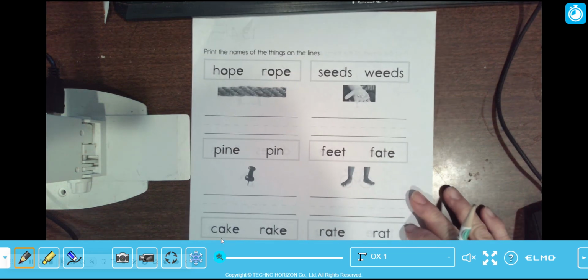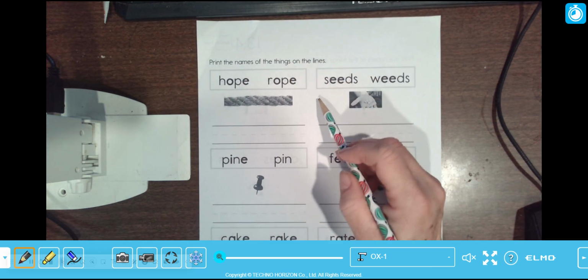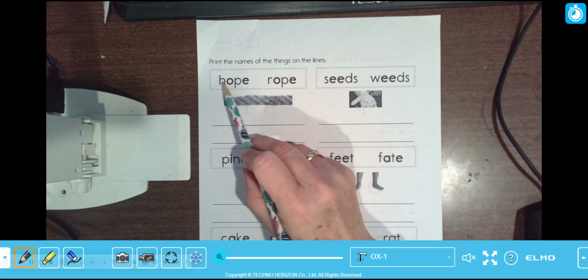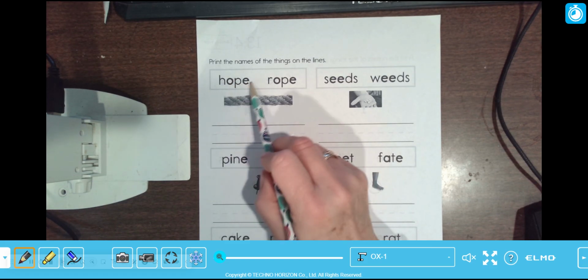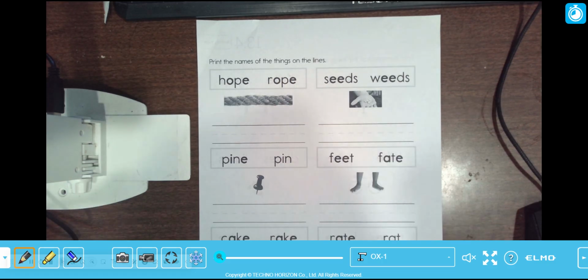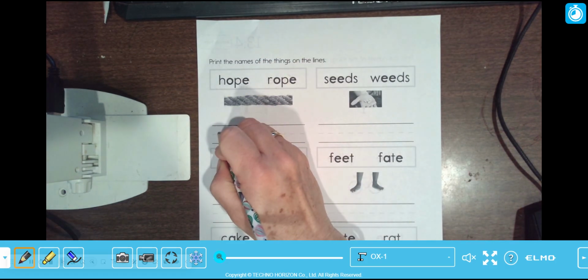Okay, now on this side, we're going to do the same thing. We're going to finish printing out the words. So look at this picture. Does this picture go with hope or with rope? Yeah, it goes with rope, right? Rope. So let's write down rope.